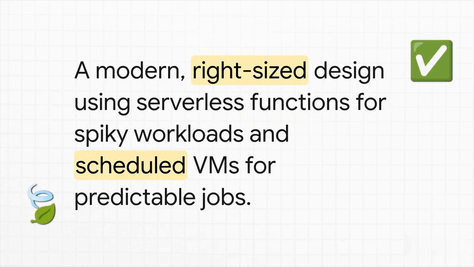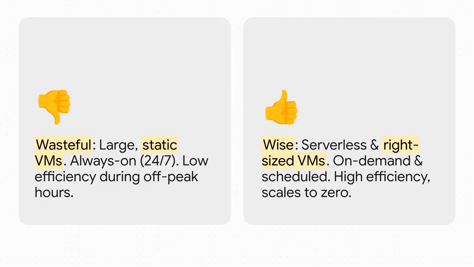And now, the after. This is a thing of beauty. A modern, right-sized design. It's using serverless functions for those spiky workloads. They just scale to zero all by themselves. And small, correctly sized virtual machines that are scheduled to run only when they're actually needed for predictable jobs. I mean, the difference is just night and day, isn't it? We're moving from large and static to small and serverless, from always on to on demand. The result is a system where efficiency is the default because resources only exist when they're truly needed.